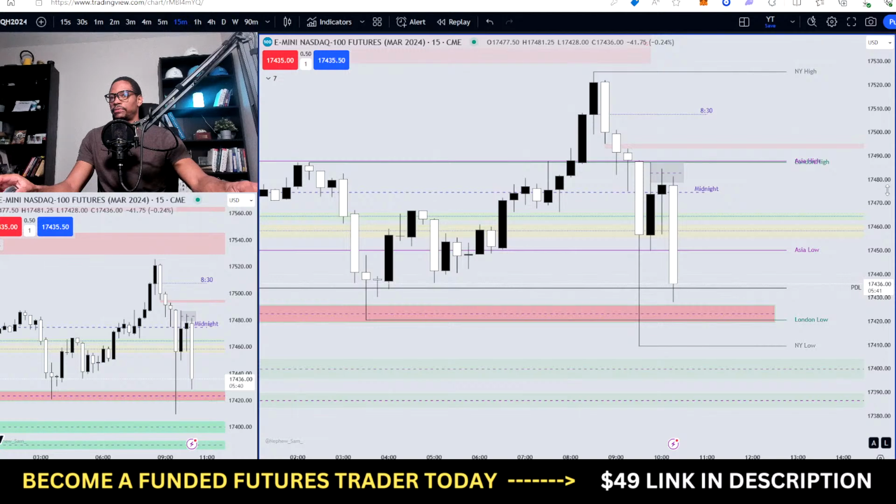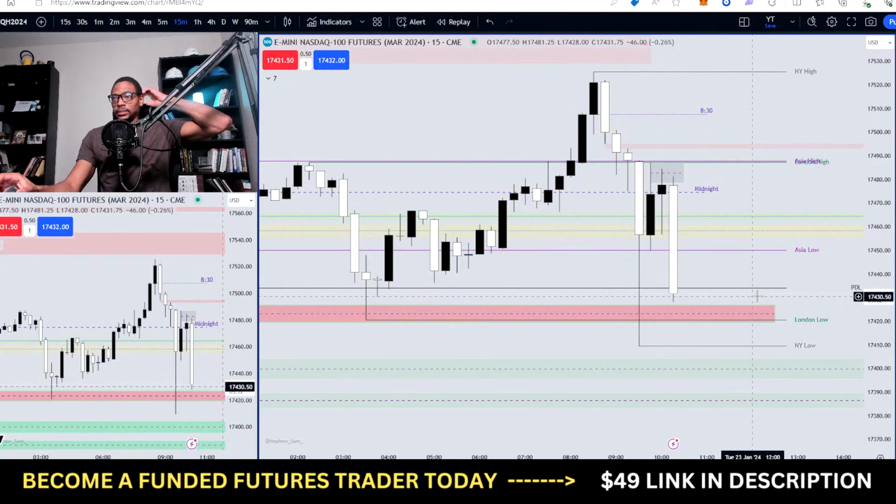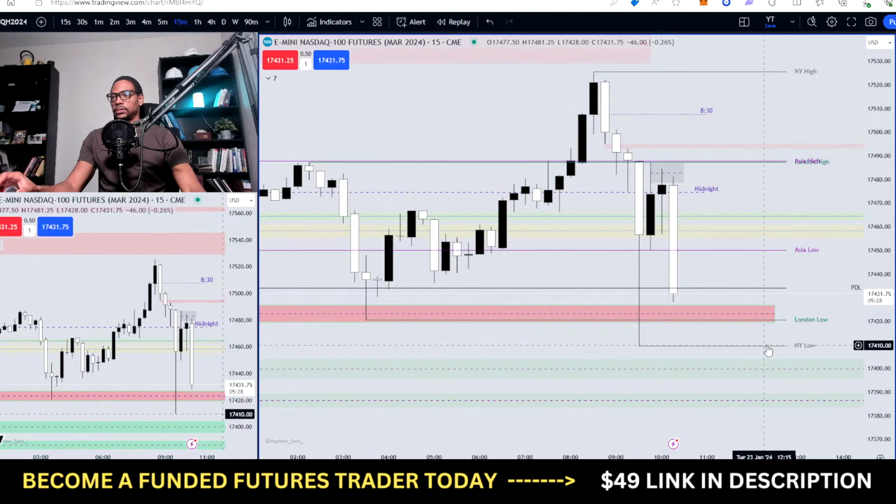Okay, push through that fair value gap. Still got 5 minutes before the fair value gap is invalidated, but for now, it's pushed below. Remember, the New York low was at 410, and this is the lower wick from opening bell.